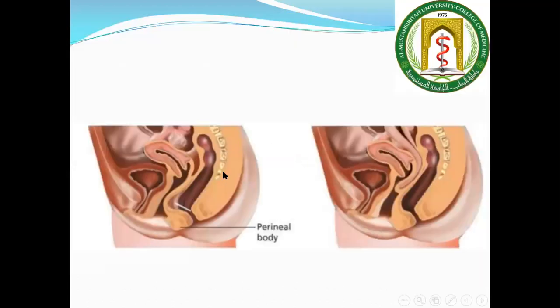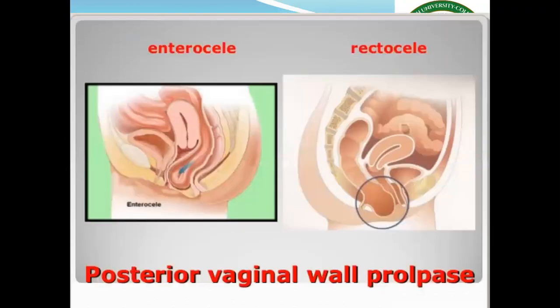The posterior wall, we have either the rectum here, it is the rectocele, which is the lower 2/3, and the small bowel prolapse here in the upper 1/3, this is enterocele. Here we have the enterocele, and here, this is the rectocele. Again, we can have both upper and lower posterior wall prolapse.